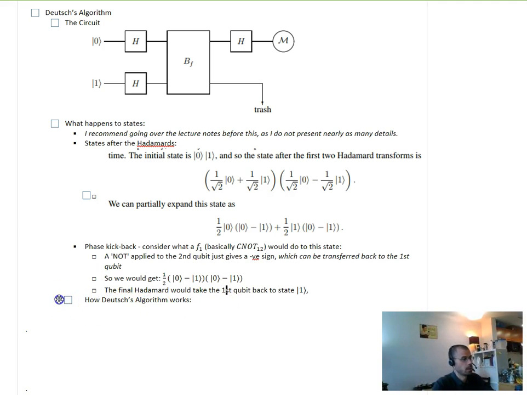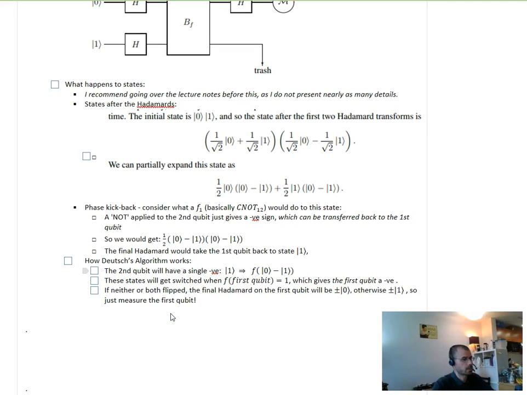Cool. So that's how Deutsch's algorithm works. The key ideas are we put this through the Hadamard, which gives us the negative here. With the two states negative, now when we do a controlled NOT of some sort, or we do a flip because of an XOR of a function, these two basically switch. This becomes a 1, this becomes a 0, so we have a factor of a negative, and that's the phase kickback, which goes back to the first qubit.